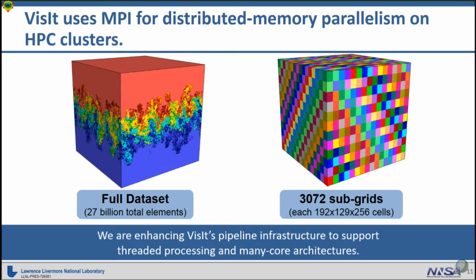And then also just to mention real quick, the bread and butter parallelization right now is distributed memory using MPI. We're also working on enhancing that so that we can support threading. So on a single node, use multiple threads, as well as many-core architectures, which would be for architectures like the Intel Knights Landing, as well as GPUs.